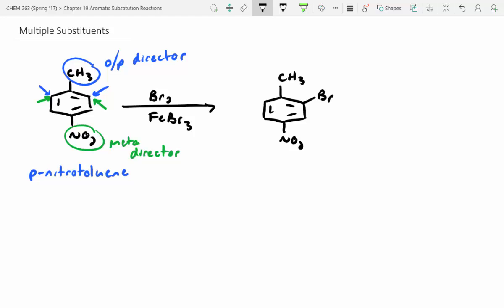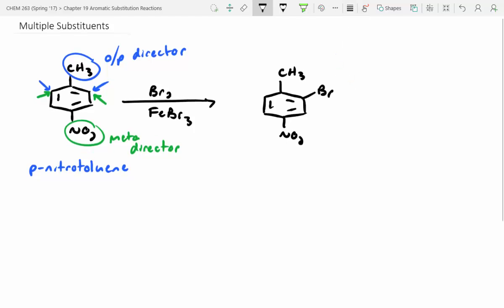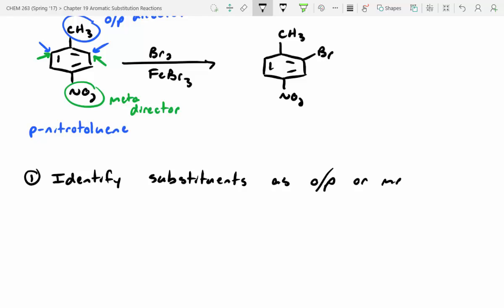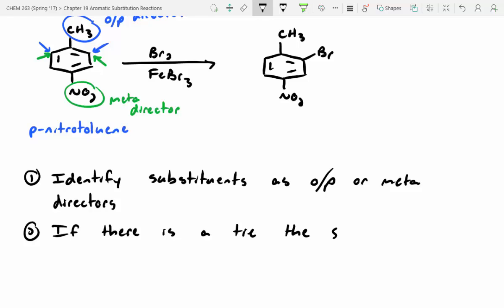All right. So let's make kind of a list of things to watch out for and a list of rules. First one is identify substituents as ortho, para, or meta directors, just like we did. And then if there's a tie, the strongest activator wins.